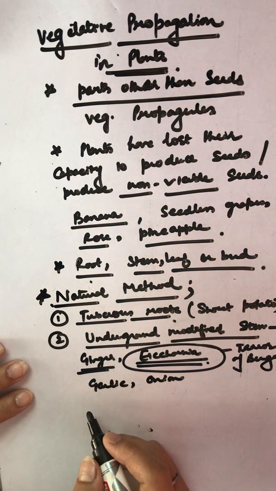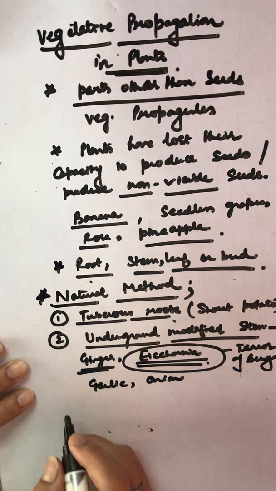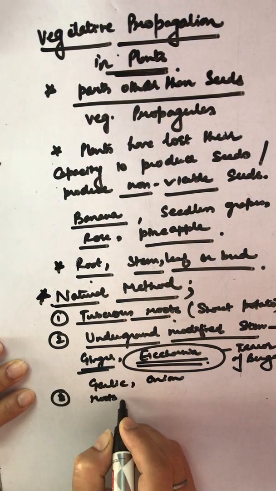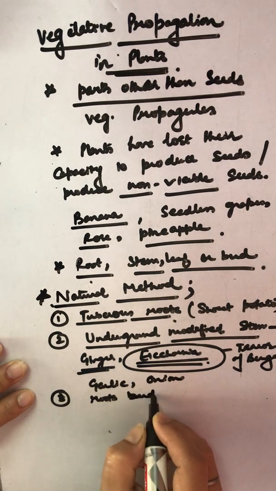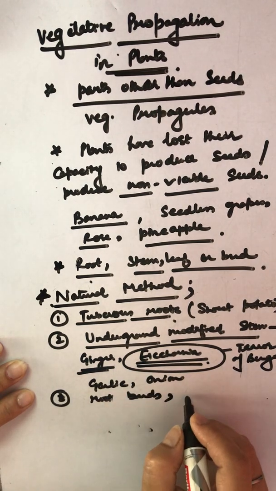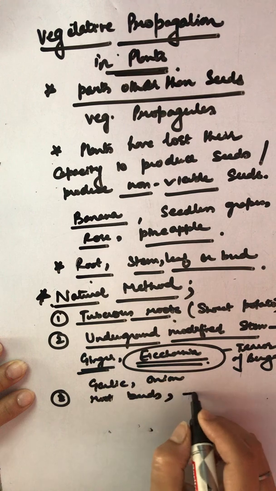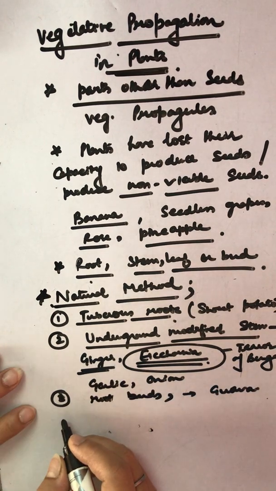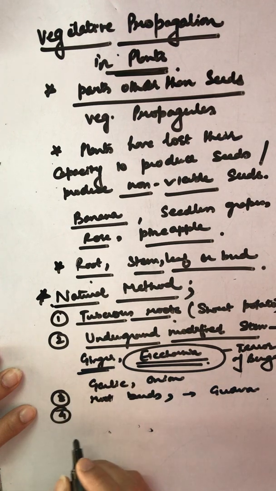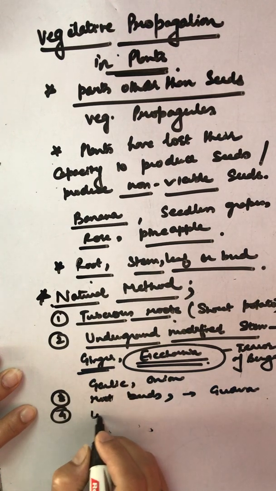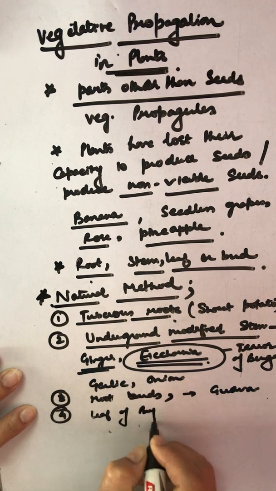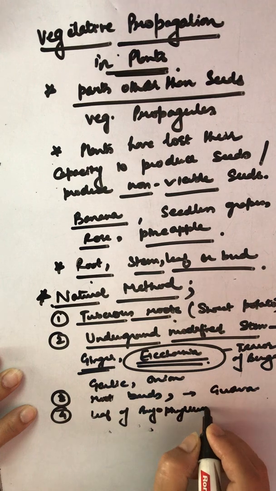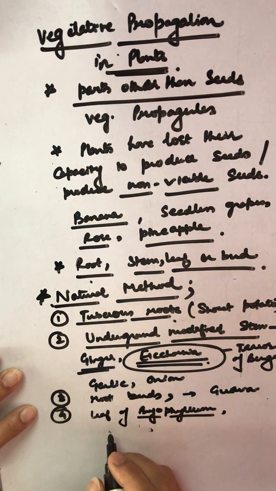Then we talk about root buds, which can easily grow into leafy shoots in guava. And most important is the leaf of Bryophyllum. It grows naturally. What happens?